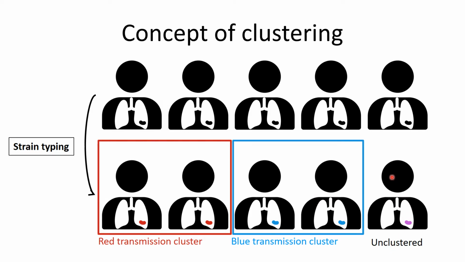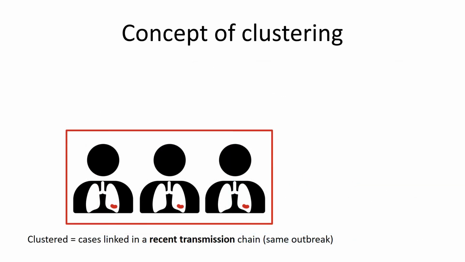Now, what does it mean to be within a cluster or to be unclustered? When patients are within the same transmission cluster, what that means is that those cases are linked by recent transmission. So they belong to the same transmission chain. They belong to the same outbreak. This is already very useful information, but bear in mind, and it's important for you to always remember this, that this doesn't mean that transmission is happening between these patients in particular.